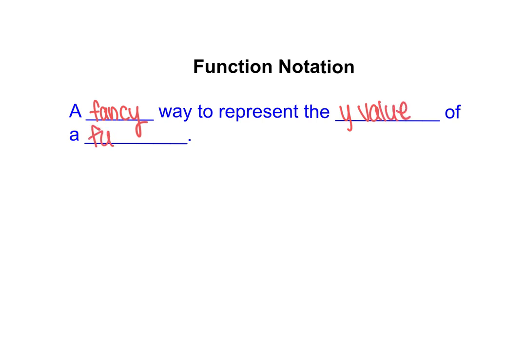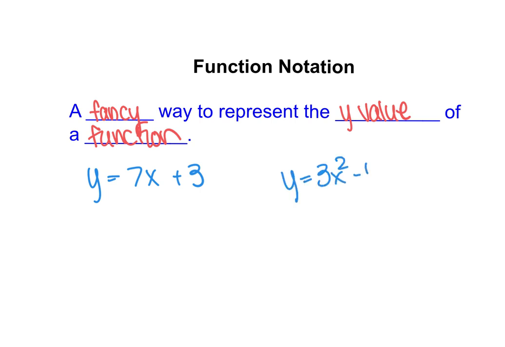of a function. So for example, we typically write equations in a way such as y equals 7x plus 3, or maybe it's y equals 3x squared minus 4x plus 2. So we typically write equations in that way. However, function notation exists because if we're dealing with multiple equations at once, it can get very confusing to have multiple y values. So when we have function notation, we'll write it in a way that looks like this.